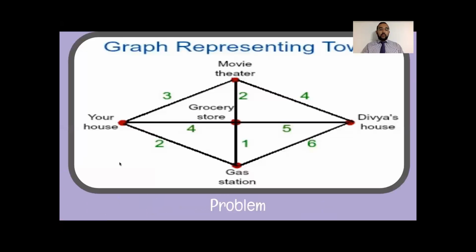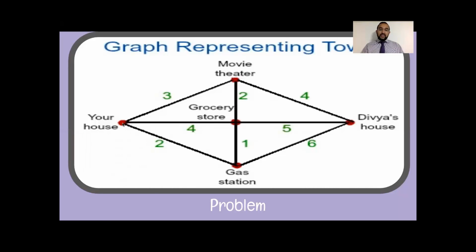Now we have this problem. This weighted graph represents a town. This is your house, this is the movie theater, this is your friend's house, this is the gas station, and this is the grocery store. You have to find the shortest distance from your house to all of these locations. How would you do it? And what is the shortest distance?